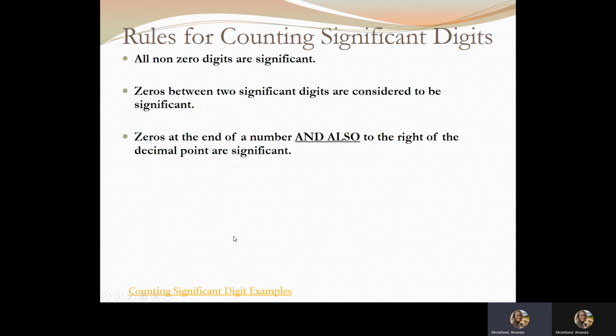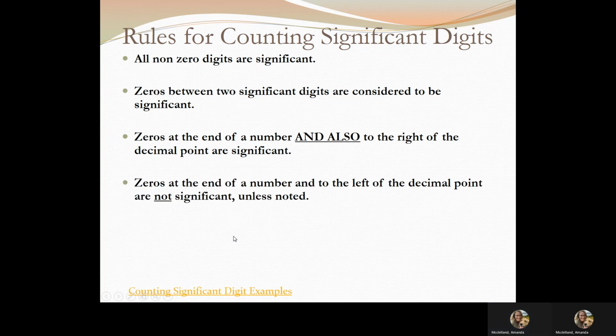Zeros at the end of the number and also to the right of a decimal point are significant. So those are ending zeros at the end of a decimal. Those are significant. It's a conditional statement: both of those have to be true. But zeros at the end of a number that don't have a decimal point are not significant, unless I show you the little shortcut. I'm going to give examples of all of these.